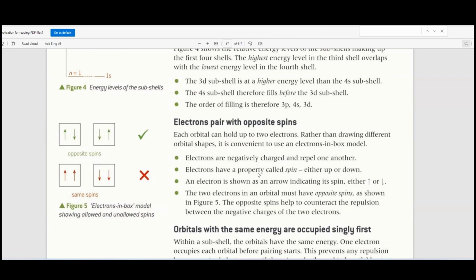All right. Electrons have a property called spin, either up or down. So we just saw before that the two electrons in each orbital have different spins. One will be pointing towards the top and the other one towards the bottom. It depicts that they have different spins. Each electron is shown as an arrow indicating its spin, either up or down. The two electrons in an orbital must have opposite spins, as shown in figure 5. The opposite spins help to counteract the repulsion between the negative charges of the two electrons. So because of this counter movement, they overcome their repulsion and stay together.